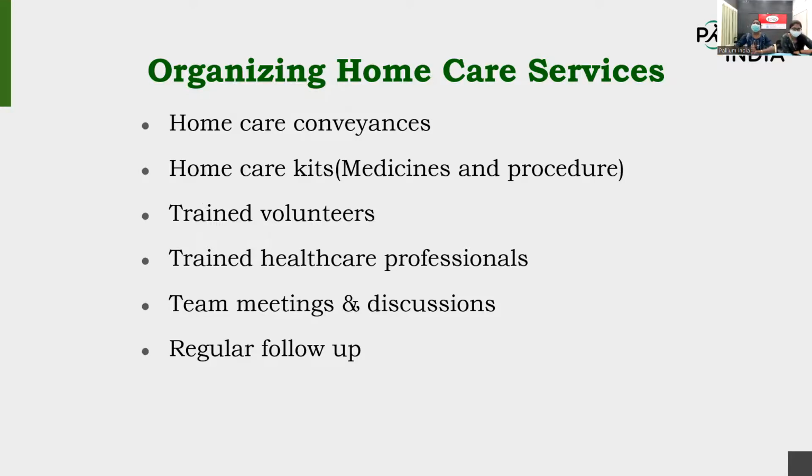For organizing home care services, we need some important factors. First one is home care conveyance. We need a vehicle for reaching the patient's house. Next, we need home care kits. We know if a patient is admitted in a hospital, we have all the utilities around us. But here we are treating the patients in their own settings. We are going to their homes. So we should take all the medicines and procedure articles.